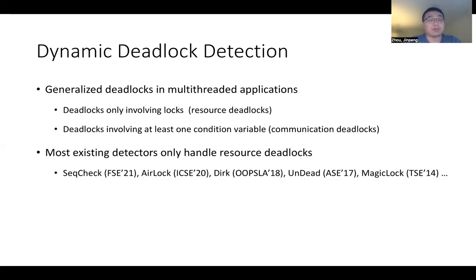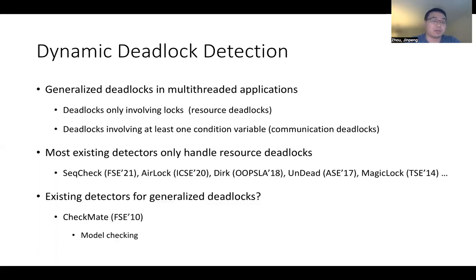Although there are many deadlock detectors, most of them can only handle resource deadlocks. To our best knowledge, there exist few detectors for generalized deadlocks. Checkmate is the previous state-of-the-art tool. It uses model checking to explore all possible thread interleavings to expose the potential deadlock. It has a high runtime overhead and low scalability.